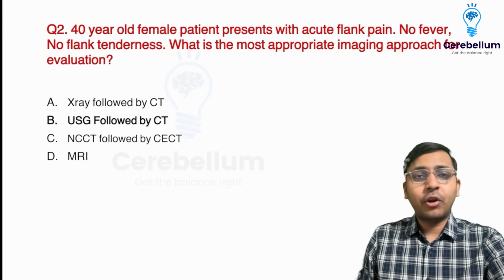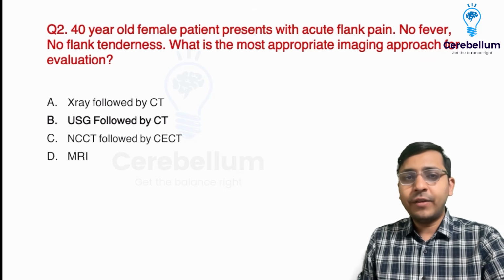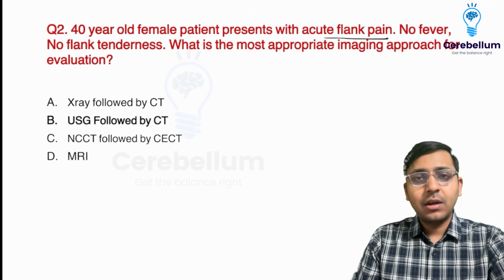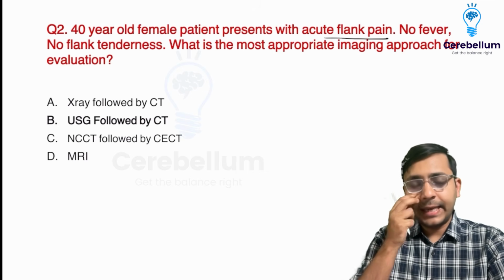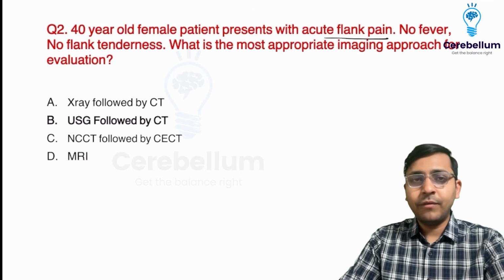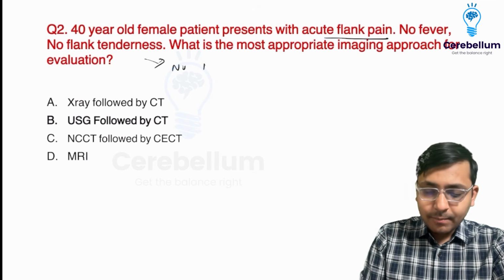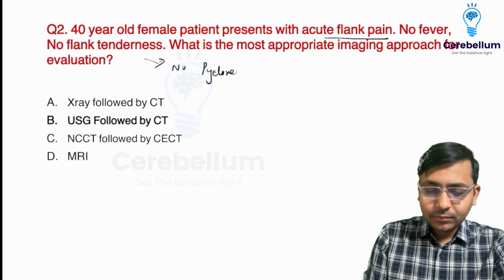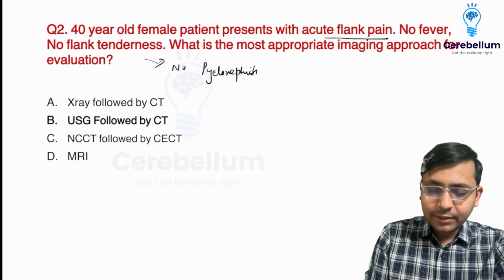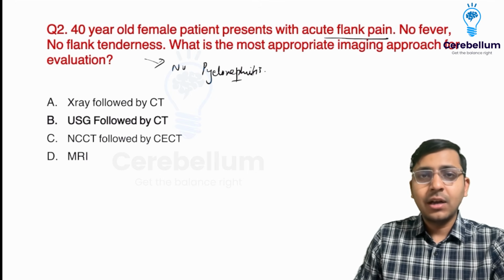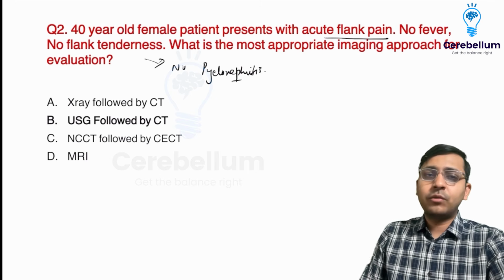Now, next question, a 40-year-old female patient presents with acute flank pain, no fever, no flank tenderness. So, whenever flank pain is our symptom, we are thinking of a kidney problem, right? Now, no fever, no flank tenderness tells us that there is no feature suggestive of pyelonephritis. Right? That is what the examiner wants to tell me by giving no fever and no flank tenderness. What is the most appropriate imaging approach for evaluation?